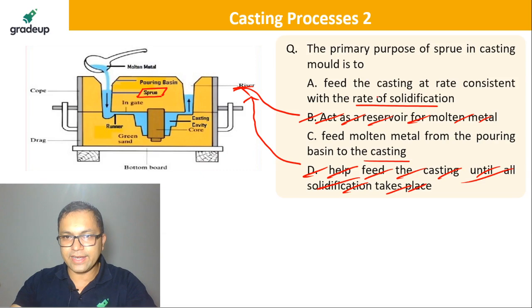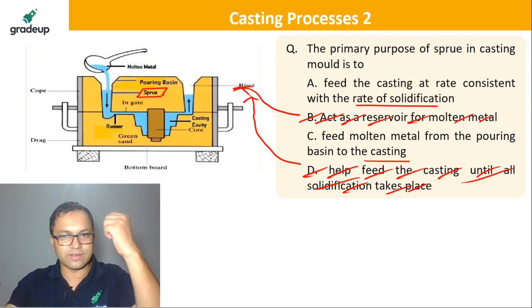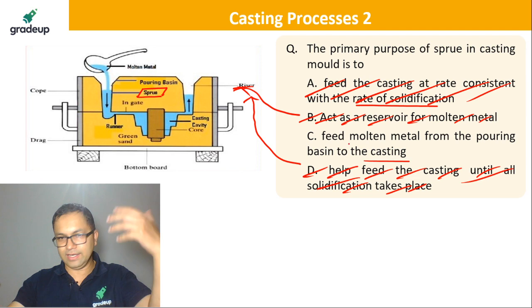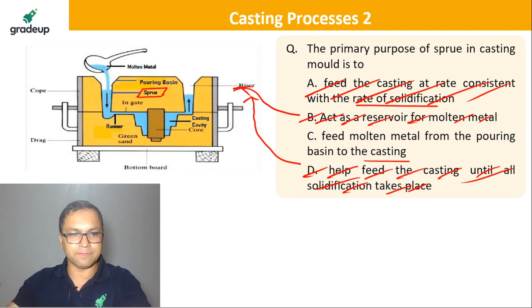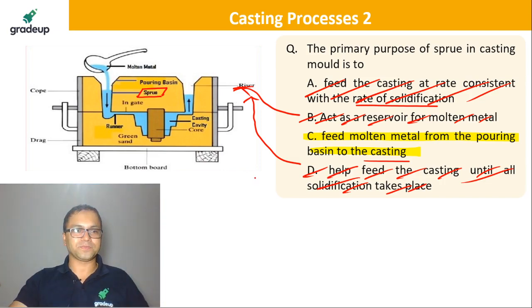Now it says the rate of solidification. Obviously the sprue feeds the casting, but it doesn't do it with the rate of solidification. It just feeds the casting. That's why it's C. Yes, Ranvin, you're right. It's C, because it has nothing to do with directional solidification, isn't it? We have seen that.